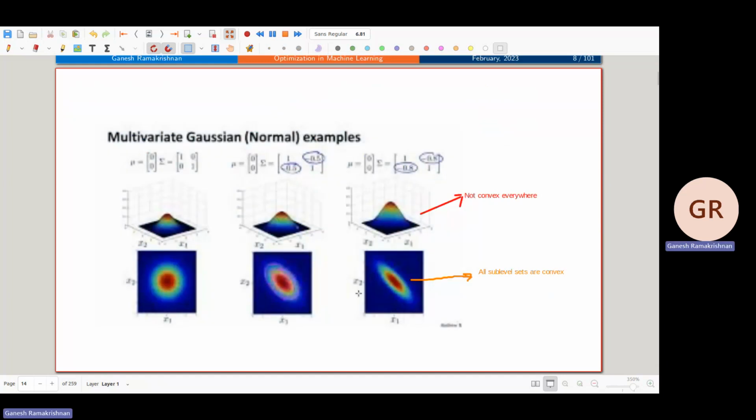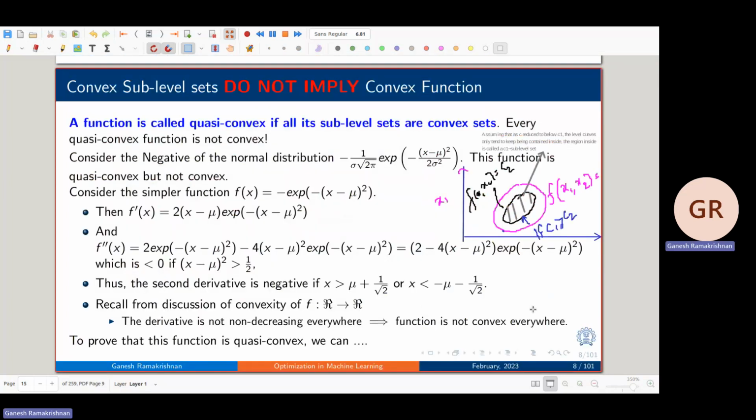So you'll have these, you can see all these discs, concentric, not concentric, but these discs are all convex. All sublevel sets are convex. Okay, so this helps complete the picture on quasi convexity.